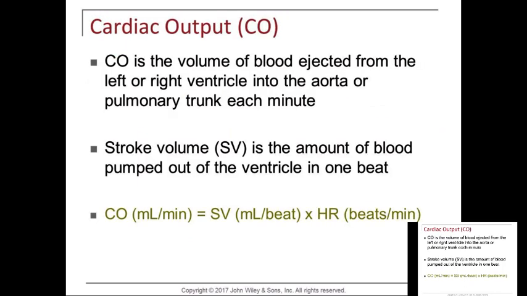Okay, cardiac output is the volume of blood that's ejected from the left or the right ventricle into the aorta or the pulmonary trunk each minute. Stroke volume is the amount of blood pumped out of the ventricle in one beat. Okay, and there's a little formula down below. Cardiac output equals stroke volume times the heart rate. Let's look at cardiac output.